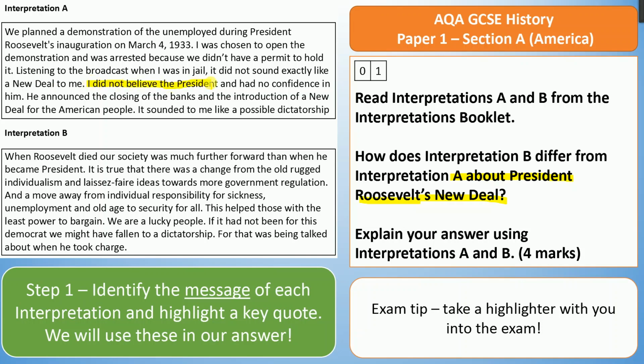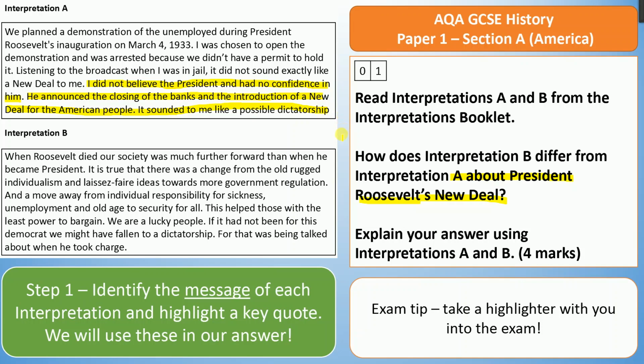He also talks about Roosevelt closing the banks. Remember, that was one of the first things that he did, was to close all of the banks in America. And it says that closing the banks and this introduction of the New Deal for the American people sounded like a possible dictatorship. So he's being very, very negative about the New Deal. He's saying that you can't trust the president, and he's also saying that it sounds like a dictatorship.